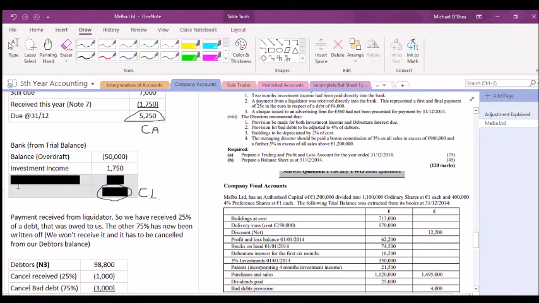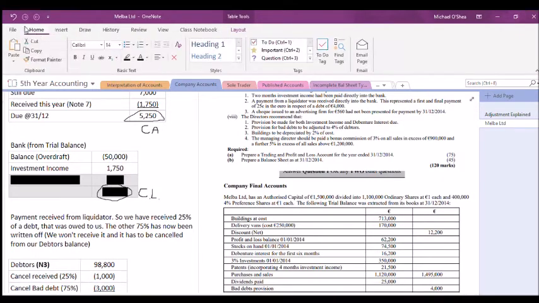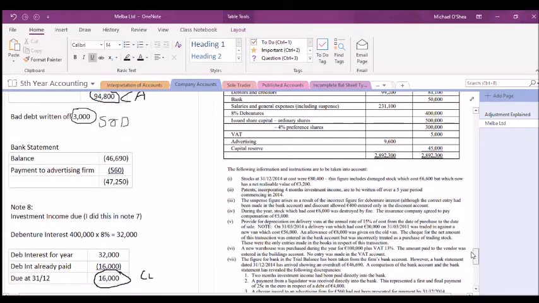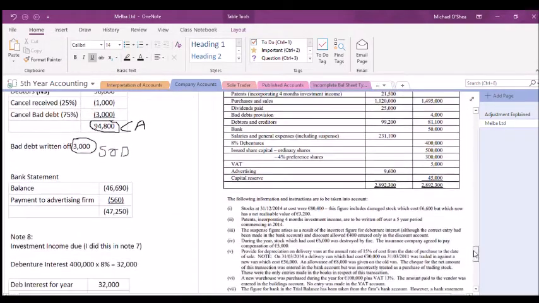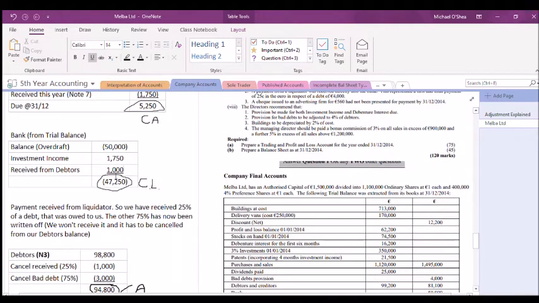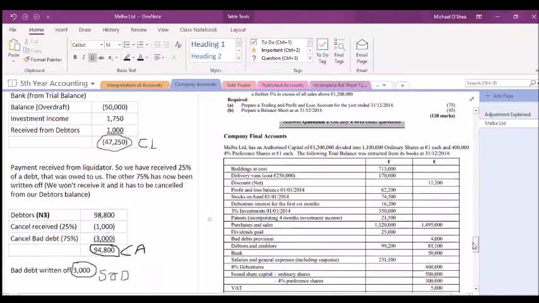But this remaining, I suppose, bank adjustment figure that we need to make is going to be the money that we've received from this debtor. Again, we have received 25 cents in the euro. We've received a quarter of the debt that they owed. So we've received 1,000. Therefore, if I receive 1,000 euro, it's positive here. I'm going to add this into my bank account, which is previously at an overdraft. Therefore, my overdraft is now dropped to 47,250. It's a current liability, balance sheet, that is your bank overdraft. So we've looked at the first two.